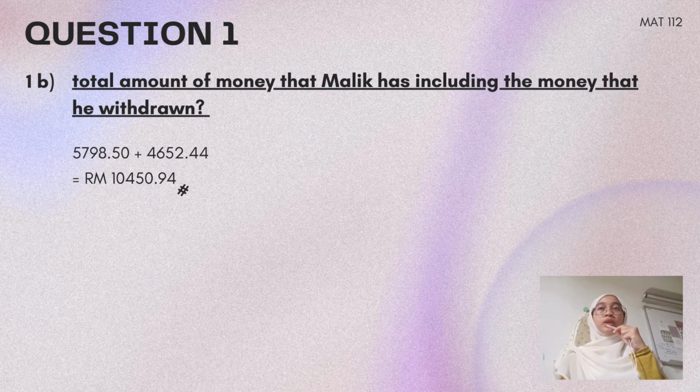For question 1B, what is the total amount of money that Malik has, including the money that he withdrew? For this question, we add 5,798 ringgit 50 cents with 4,652 ringgit 44 cents. After that, we get the answer of 7,450 ringgit 94 cents.